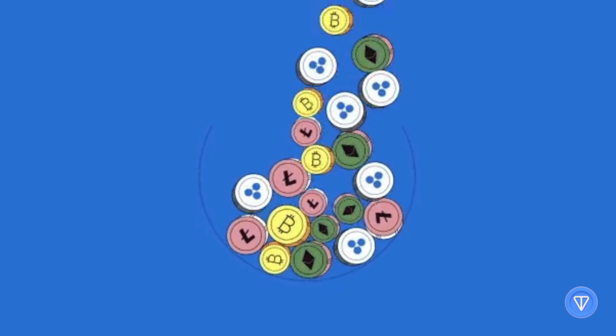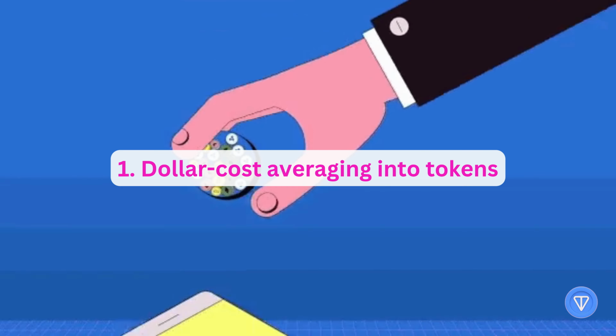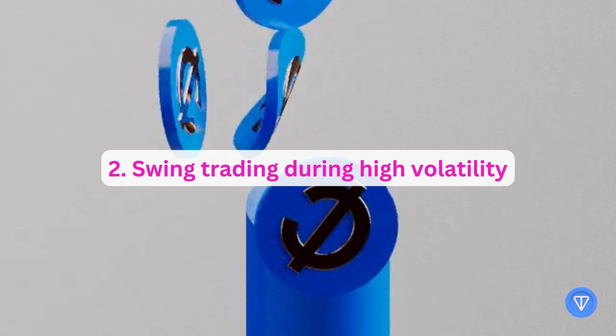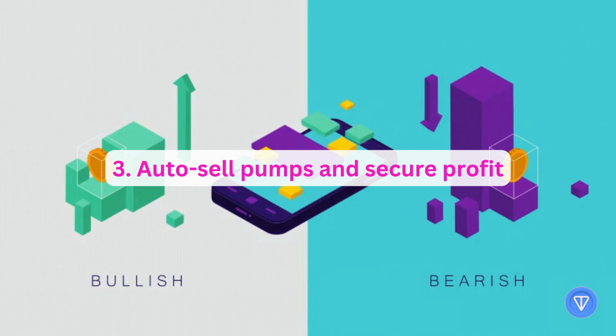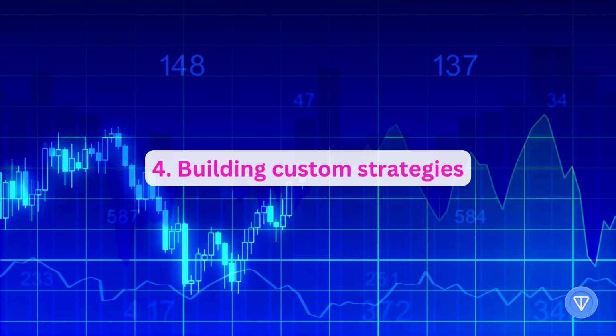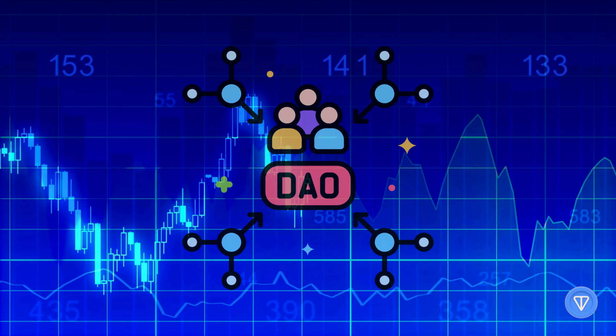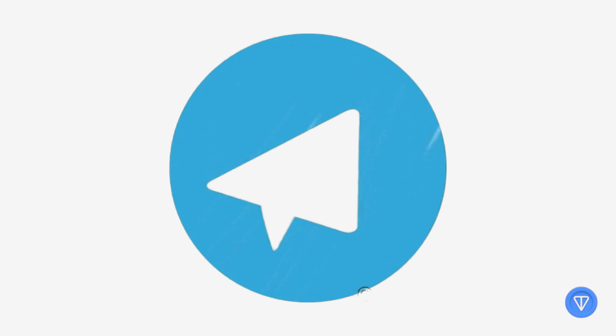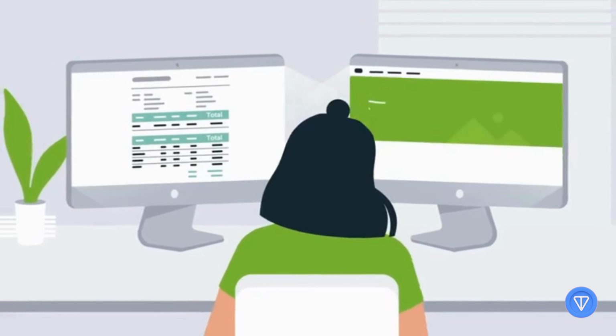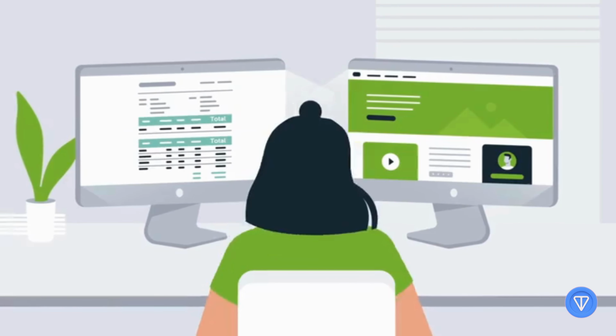Use cases: 1. Dollar cost averaging into tokens. 2. Swing trading during high volatility. 3. Auto-sell pumps and secure profit. 4. Building custom strategies for DAO communities or trading groups. And all of this works straight from Telegram. No browser, no TradingView alerts, no manual swaps.